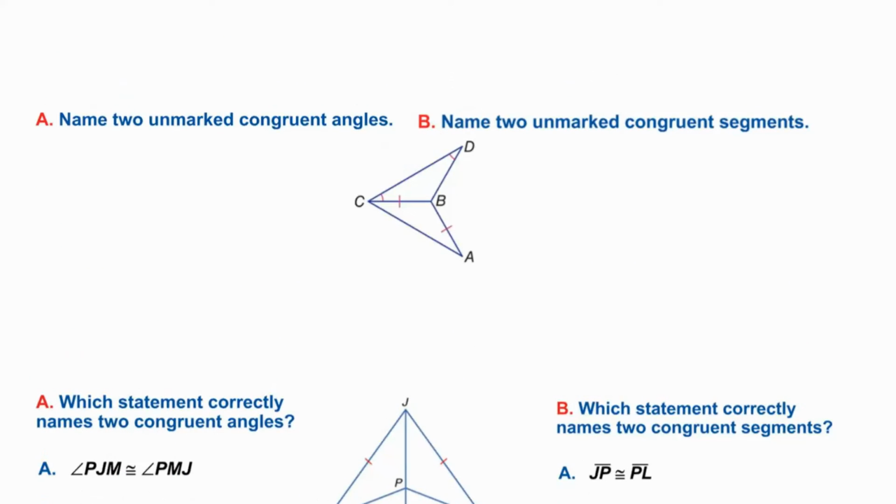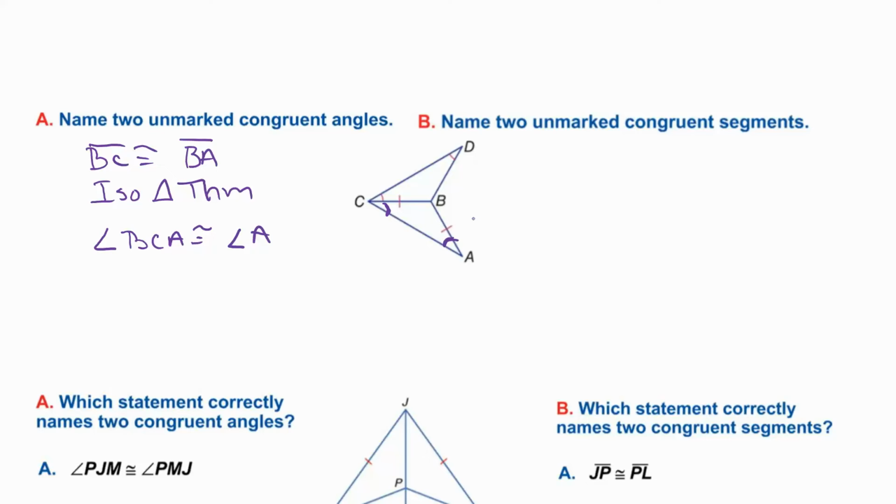So in this first problem, we're asked to name two unmarked congruent angles. And since BC is congruent to BA, we know by the isosceles triangle theorem that angle BCA is congruent to angle A. So this angle here is congruent to this angle.